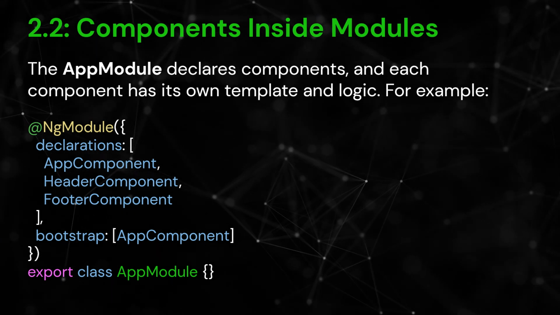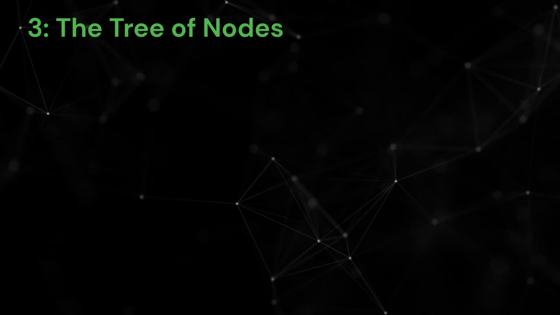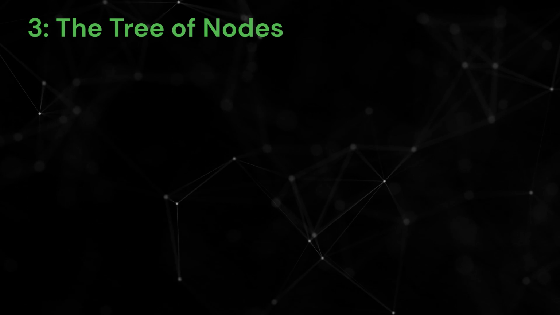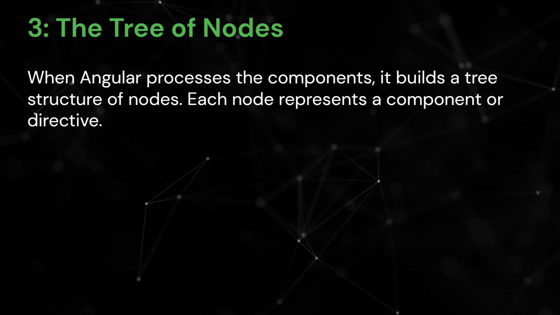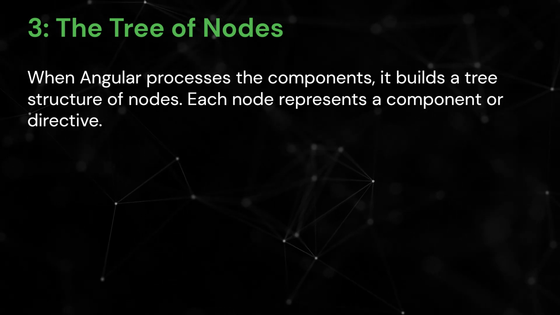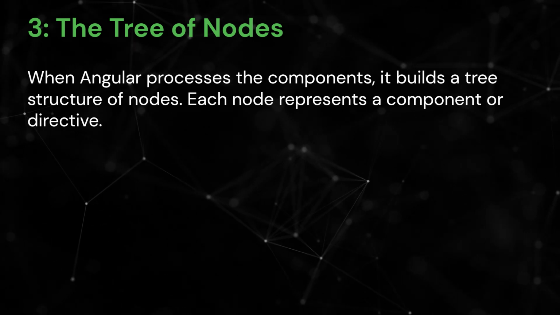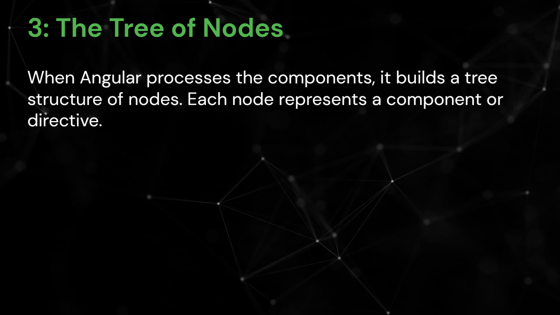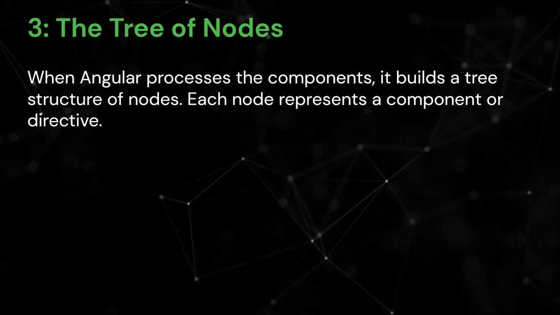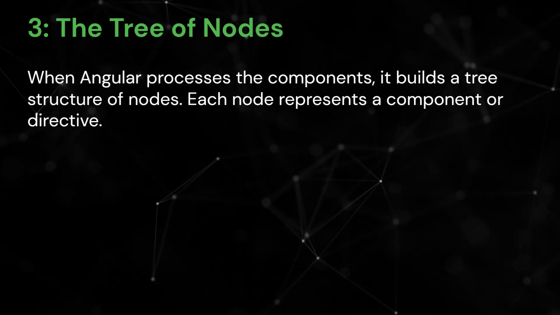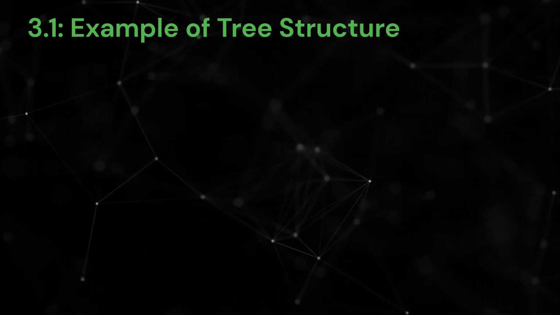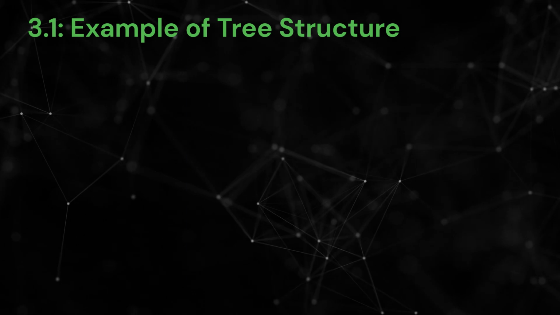Now the third one, the tree of nodes. When Angular processes the components, it builds a tree structure of nodes. Each node represents a component or directive. Let's see an example of a tree structure. Let's say your app component template looks like this.